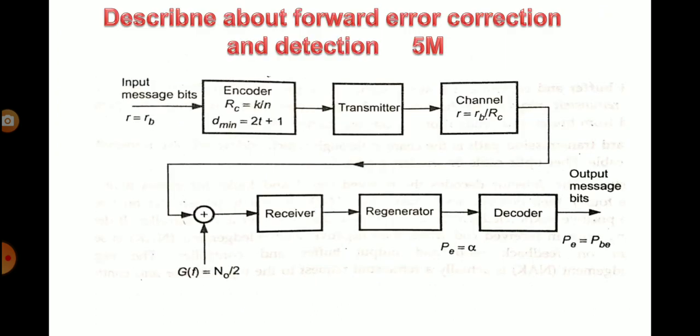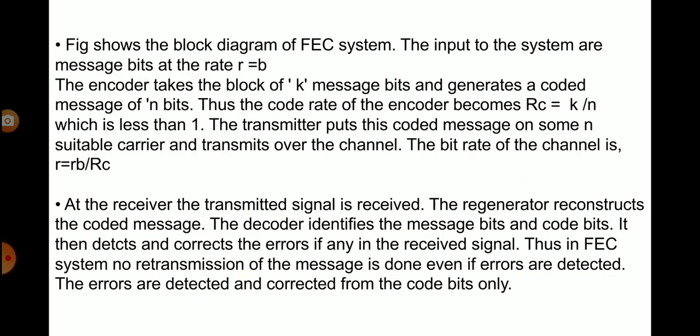Describe forward error correction and detection. The figure shows encoder, input message bits, transmitter, channel with R equal to Rb by Rc. Then it is given to summer, receiver, regenerator, decoder, output message bits. The figure shows the block diagram of the FEC system.